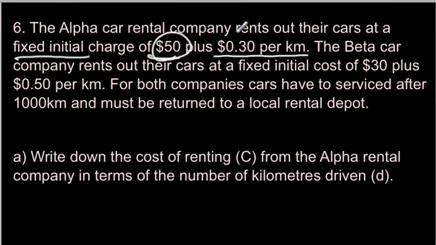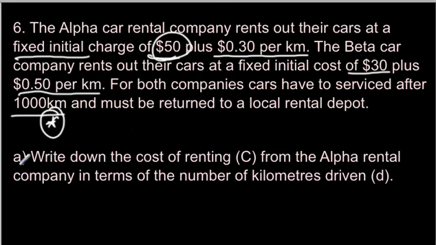So it means we have 30 cents for every kilometer. We have a change of y, which is 30 cents, for every kilometer, which is a change of x. Anyways, that's sort of your clue right there. The Beta car company rents it out for a fixed initial charge of 30, so this is the y-intercept for the Beta, plus 50 cents per kilometer, so that's the slope, because it says per, it sounds like a rate, and that should be your slope. For both companies, cars have to be serviced after 1,000 kilometers and must be returned to a local rental depot. This information will be handy a little bit later, so we'll see how in a second.